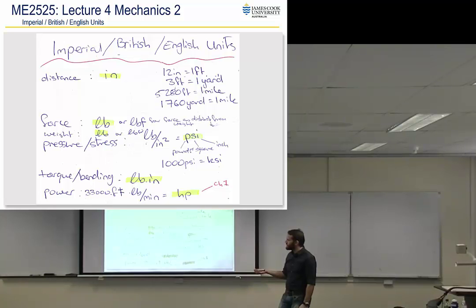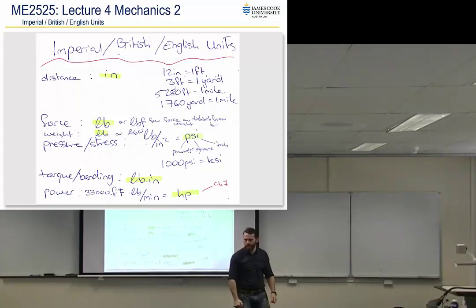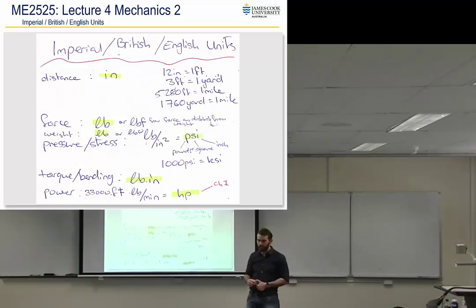Alright, so force and weight. One of the confusing things with British units is they're both pounds. Sometimes if you're lucky enough you get lbf for force and lbw for weight, but oftentimes it'll just be pounds. So you'll need to interpret in the question what they're actually talking about. It should be pretty straightforward regardless of what happens.